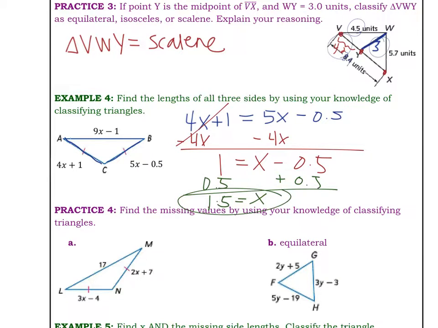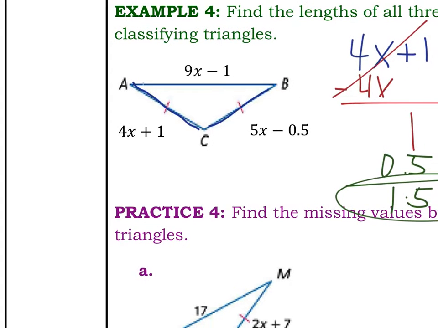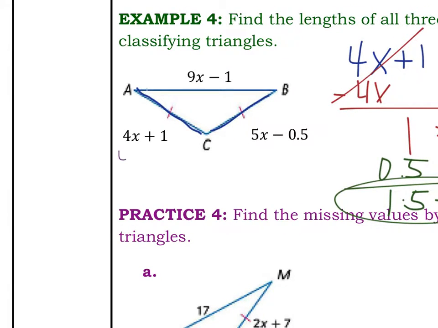No, because what does it ask me for? Find the length of all the sides. Okay, so if I want to find AC, what am I going to do? Multiply 4 times 1.5 and add 1. Which is what? 7? Cool, I'll trust y'all on that. What do I do to find BC? And what does that give me?